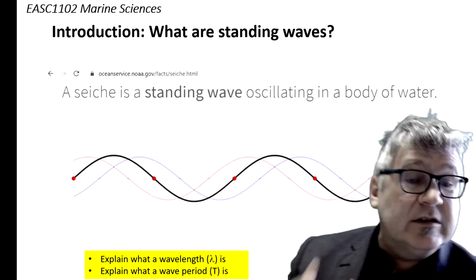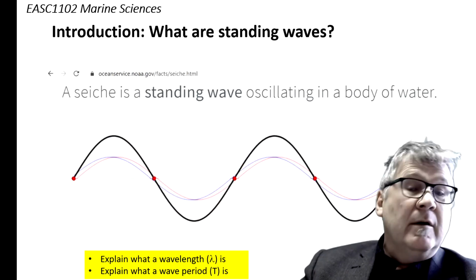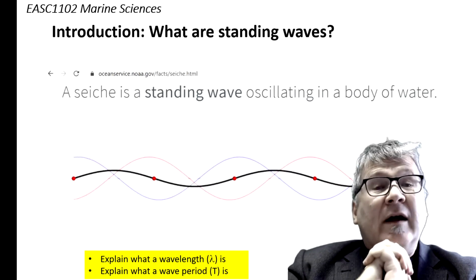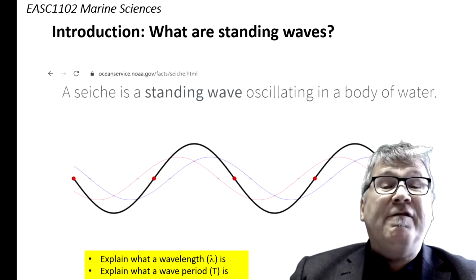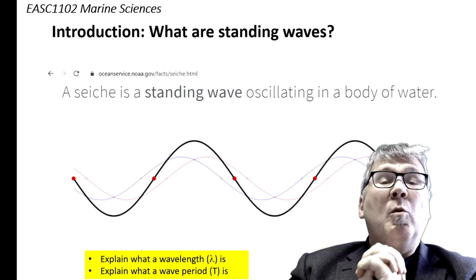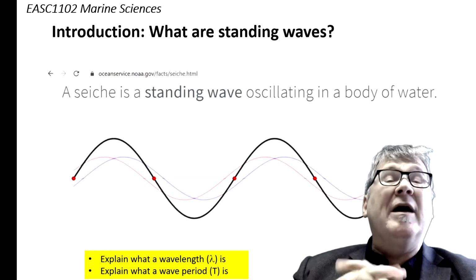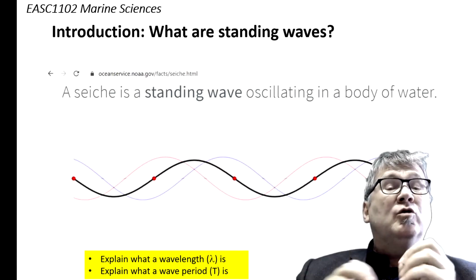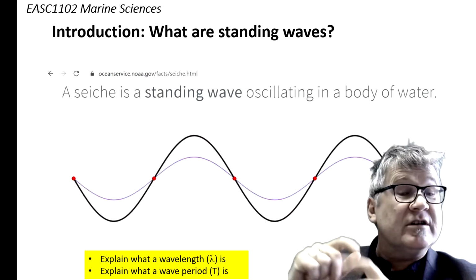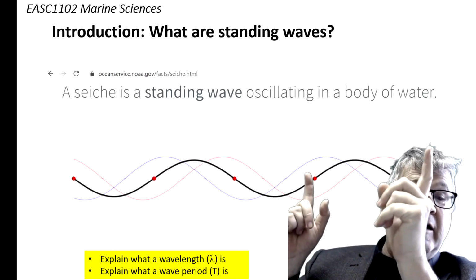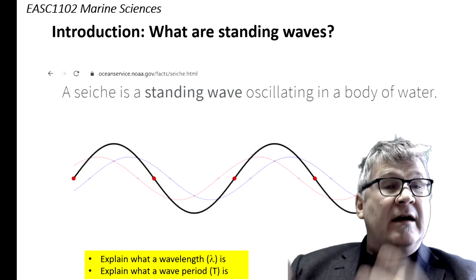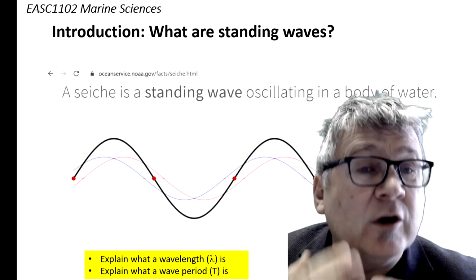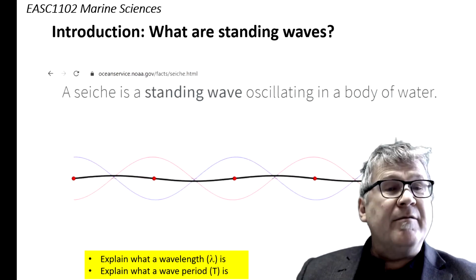Okay, I also use this little animation here to explain what a wave period is and what a wavelength is. The wavelength is simply the distance between two wave crests. You just measure the distance here between wave crests, and then you just write it down. What is it? 50 meters, 100 meters.